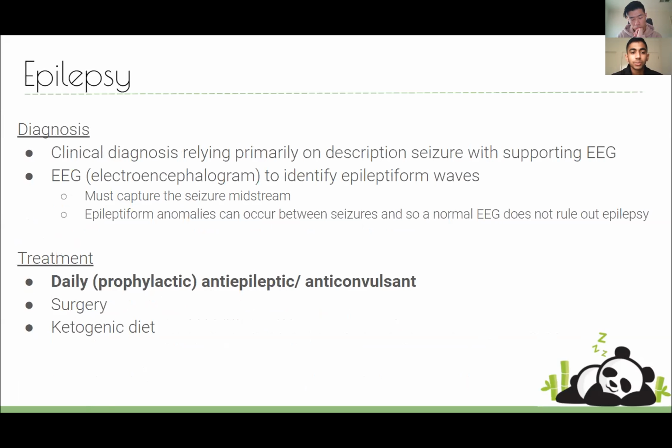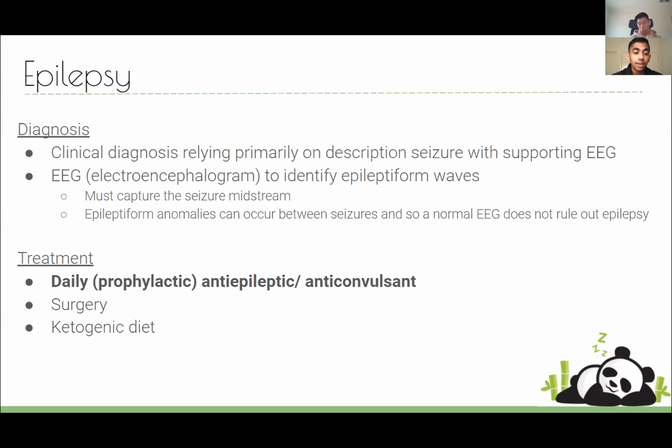Cool. So how do we diagnose it? Again, we're using clinical diagnosis, but we also need to be using EEGs to identify certain epileptiform waves, which would help us diagnose epilepsy. But it's really hard to do this because you need to be using that EEG on someone while they're in the middle of a seizure. And sometimes it might even just be normal, and so that doesn't rule out epilepsy. So not the best thing. So you have to be using your history and exam as well to be sure.